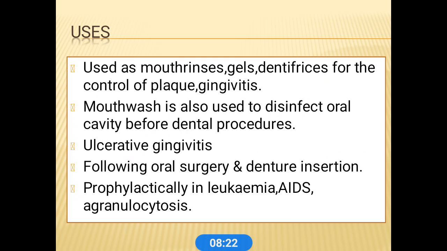Main uses: chlorhexidine is used as mouth rinses, gels and dentifrices for control of plaque and gingivitis. Mouthwash is also used to disinfect the oral cavity before dental procedures, and is also useful in ulcerative gingivitis, and following oral surgery and denture insertion. It is mainly used prophylactically in leukemia and AIDS granulocytosis.